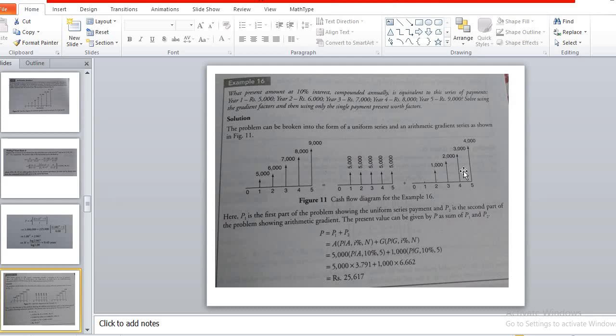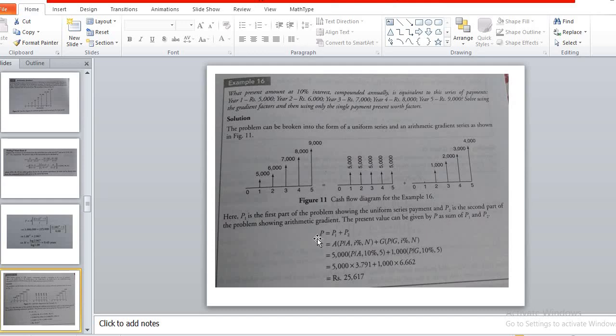The condition given in this problem is divided into two parts. One is the uniform series payment, and the other is the increment, which is called the arithmetic gradient. After each year there is some increment: 1,000, 2,000, 3,000, 4,000, right? So this will be calculated.